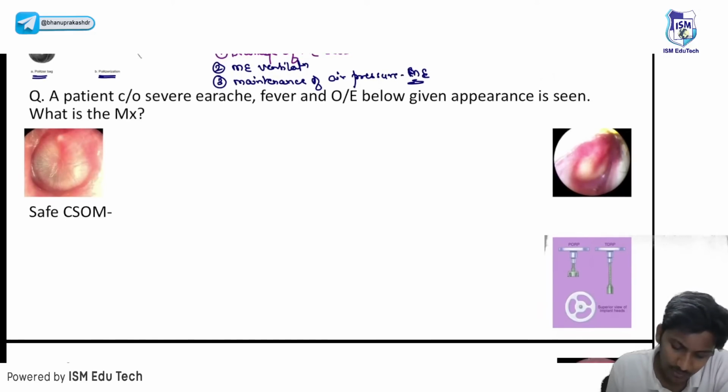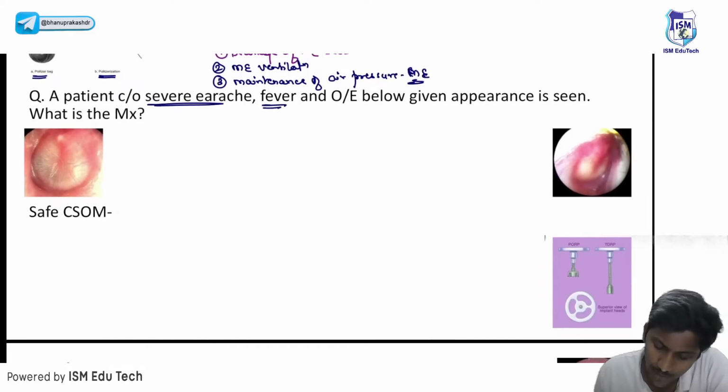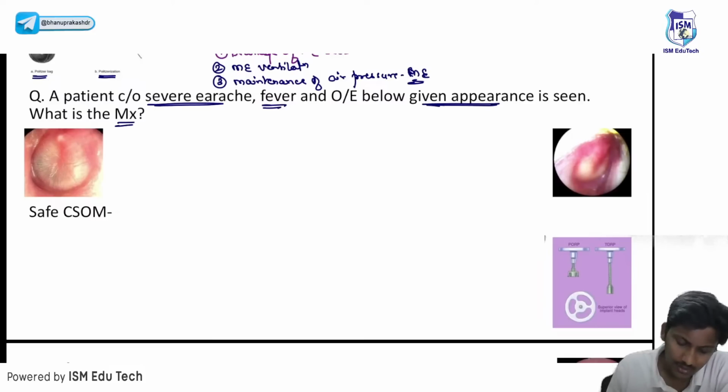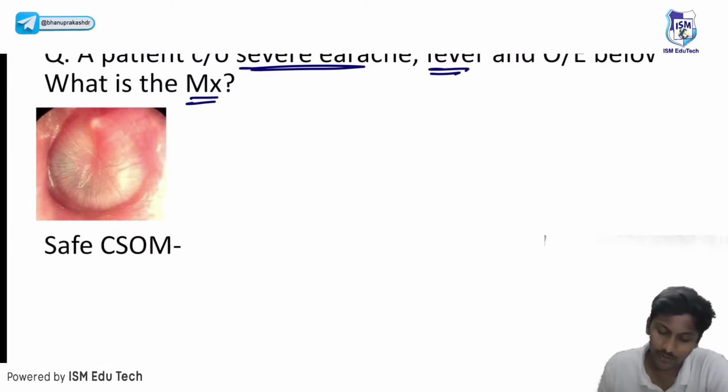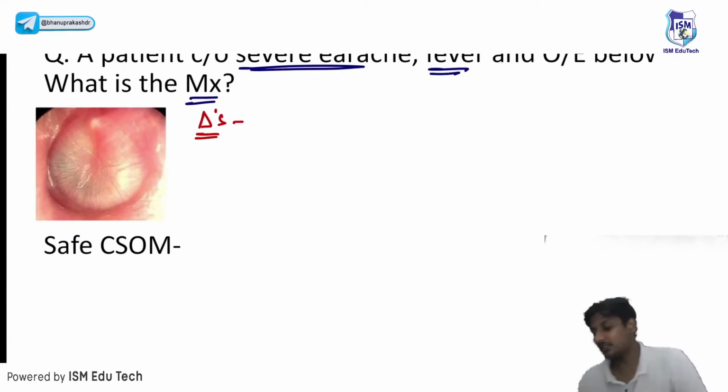Now this condition says what? A patient comes with complaints of severe earache. He also has fever. On examination, the below given appearance is seen. What is the management? Patient is having severe earache. What is the diagnosis first of all? Tell me the diagnosis in this condition.